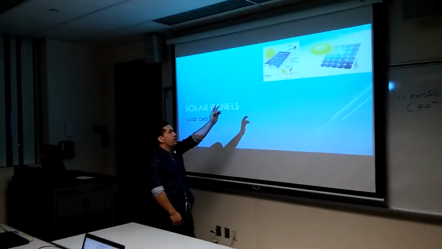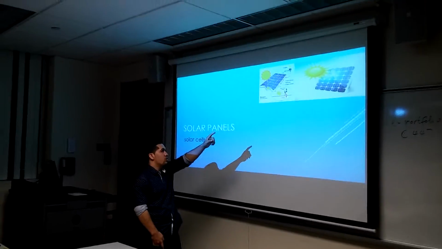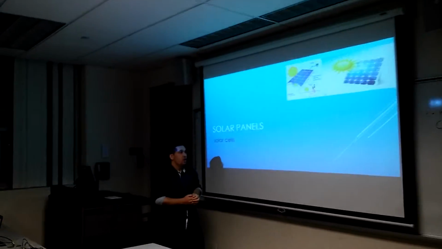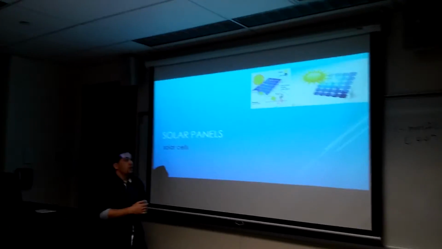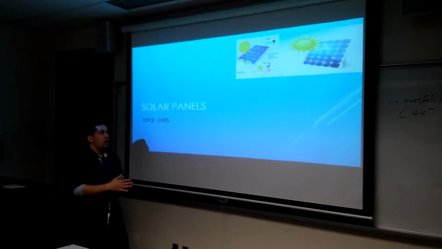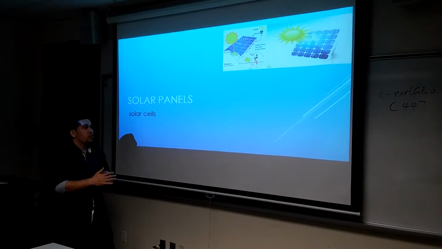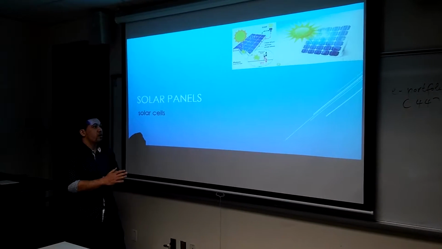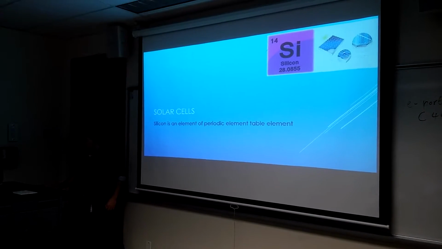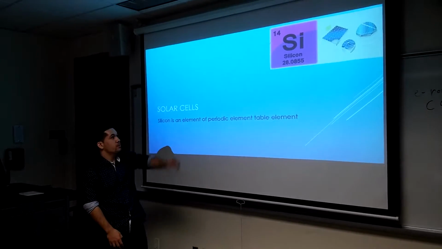So when the sun hits the solar cells, which are made of silicon, and the atom of silicon is made of neutrons and protons surrounded by electrons. When the sun hits the solar cells, they absorb the energy and free the electrons. The free electron is electricity. As we can see, this is the silicon.